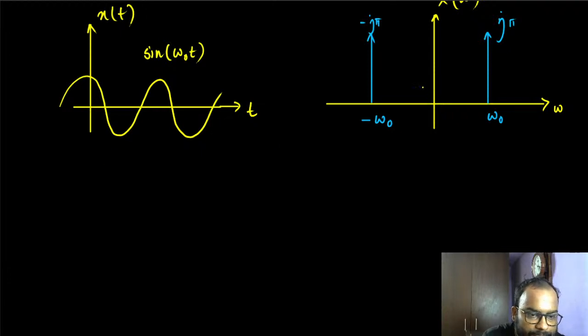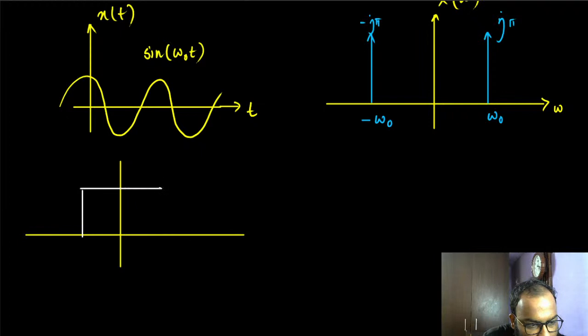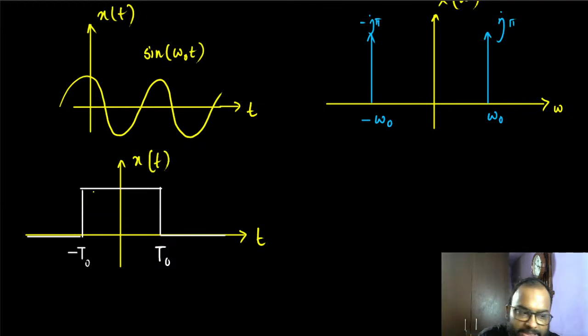Let's say we have a signal that is a pulse. Now this is not very imprecise in time, so where does this signal exist in the time domain? From time minus t0 to plus t0 it exists, and beyond that it is 0. It is non-existent beyond that. So this is more precise in the time domain.